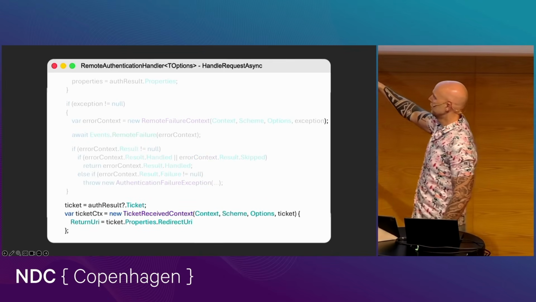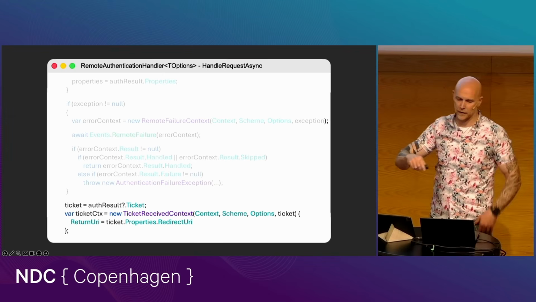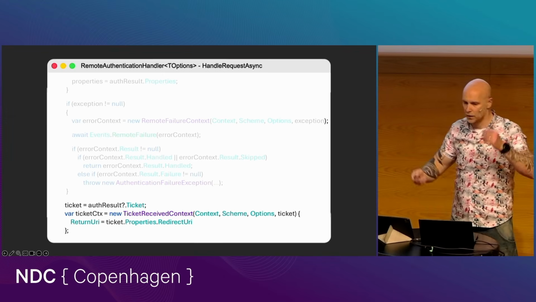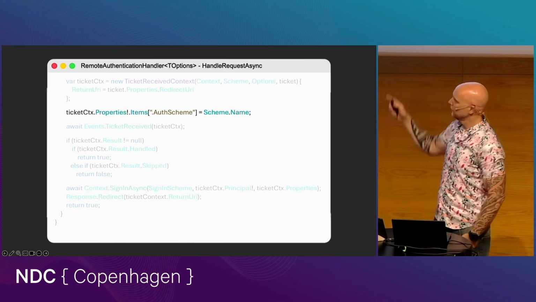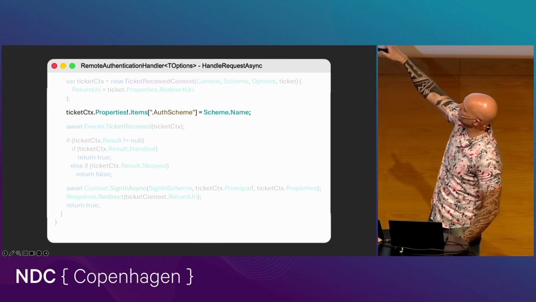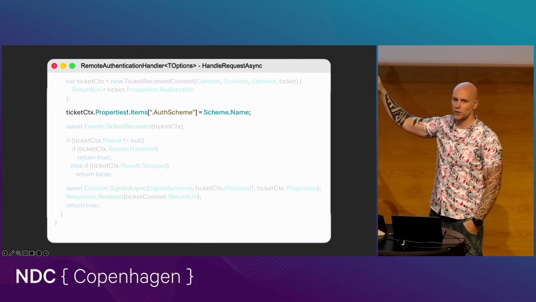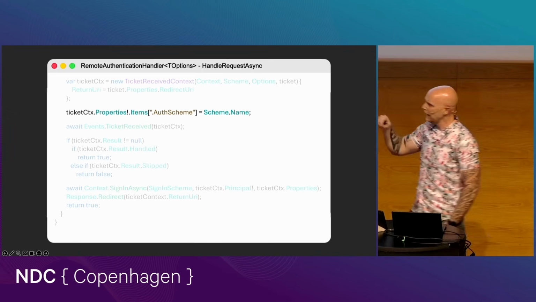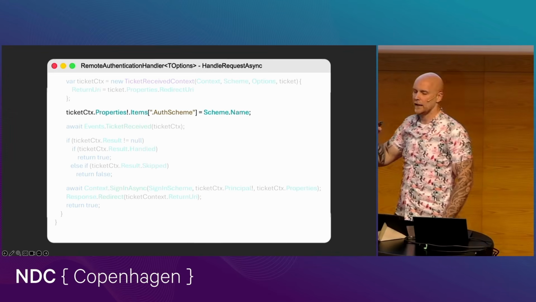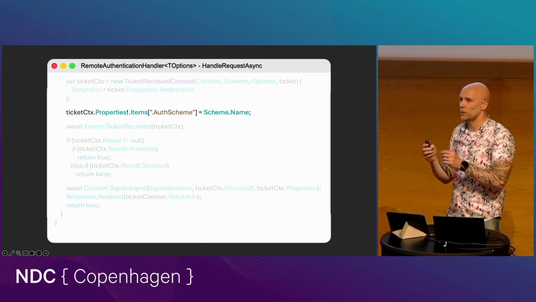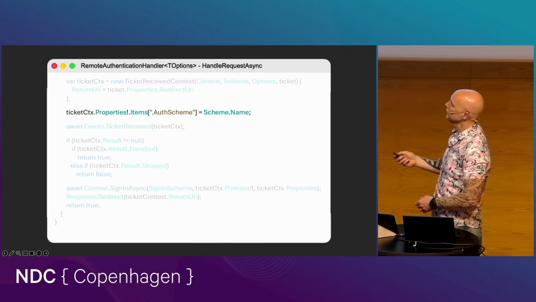It comes in here, creates a new ticket received context saying, we now have a ticket, we have a user. That ticket is, there it is, properties.items.auth scheme. So this is where we plug in and say, hey, you're now being authenticated using this scheme, so we can verify that when we do the authentication part.